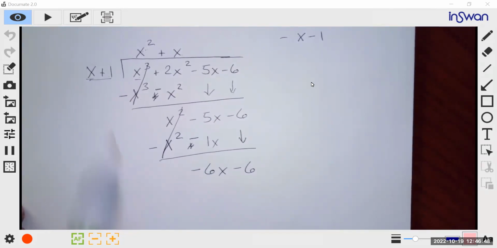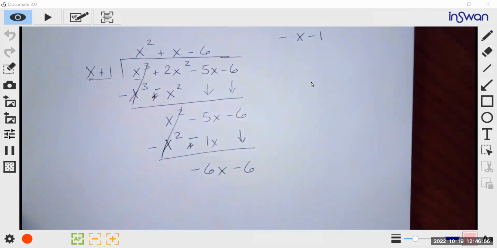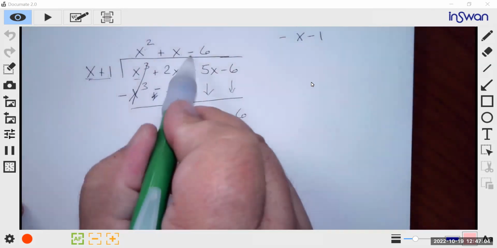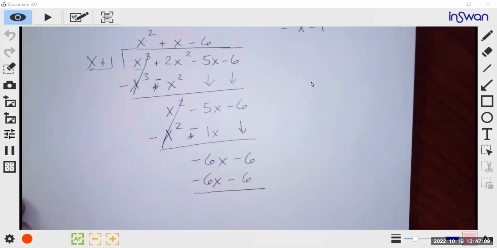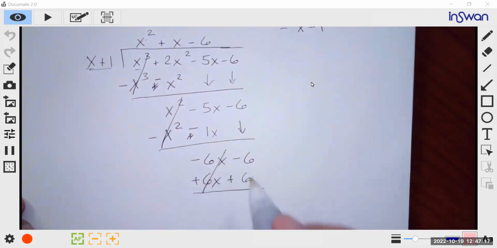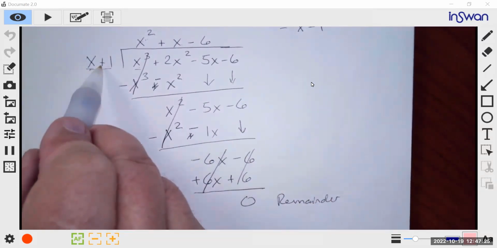Repeat the process. What times x gives me negative 6x? So it's a negative 6. Negative 6 times x is negative 6x. Negative 6 times 1 is negative 6. Change the signs. Now add. Negative 6, 6 cancel. So since the remainder is 0, that means x plus 1 is a factor.